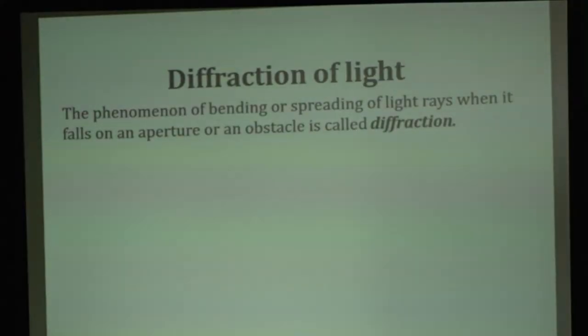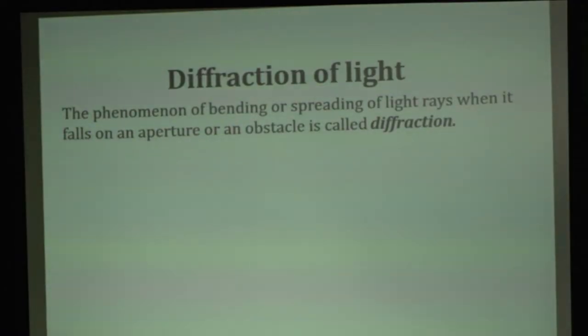However, this is not visible to our eye since the wavelength of light is very small compared to the wavelength of sound. However, let us look at how light actually diffracts. So diffraction of light can be simply defined as bending or spreading of light rays when it falls on an aperture or an obstacle. For instance, as you put a torch on the walls, from the corner or from the edge of the walls, you might see light somehow spreads. That is called diffraction of light.